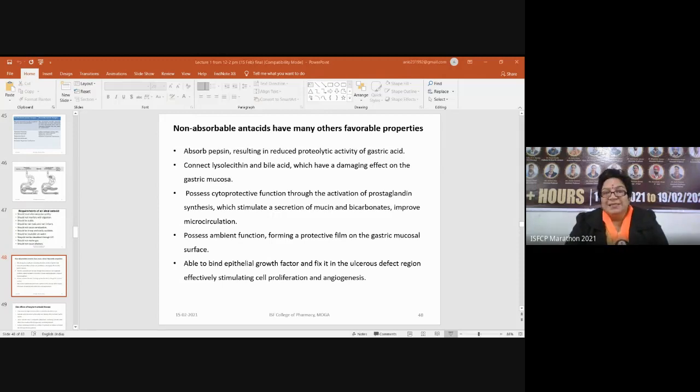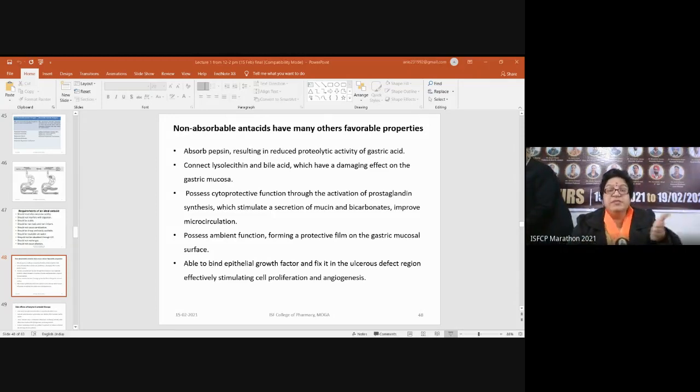Systemic antacid leads to alkalosis if the antacid is water soluble or composed of readily absorbable ions. See, if the antacid is water soluble or composed of readily absorbable ions, it gets readily absorbed and may show its alkaline nature. Okay? Whereas non-systemic antacids are more potent.